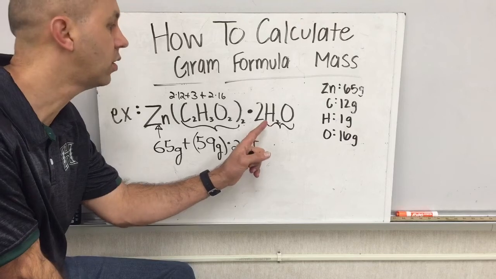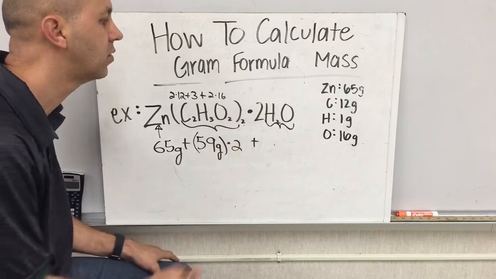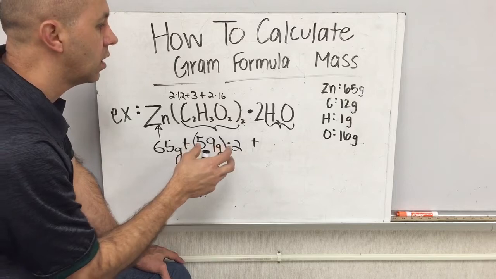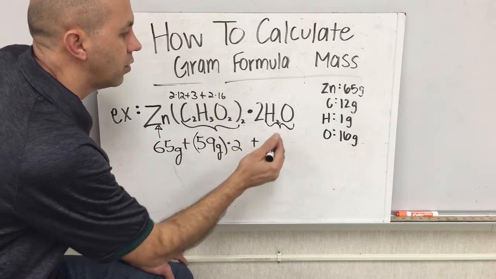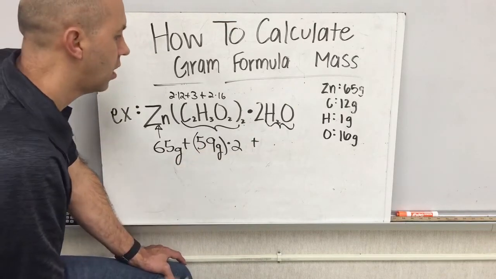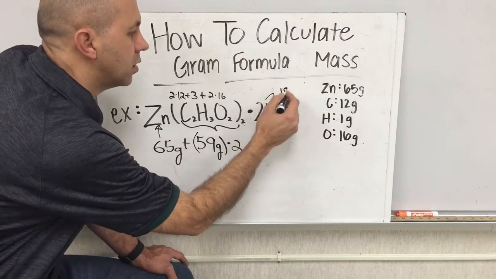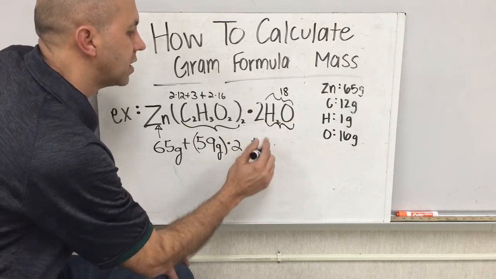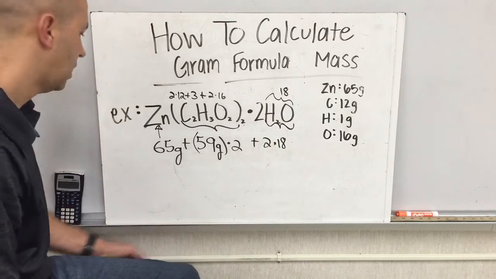Now this is a hydrate. What this means is that this does not mean multiply this times that. It means that there are 2 waters bonded to this large thing. So what I need to do is add up the value of the 2 waters and add them to the total mass of this compound. So 1 water is equal to 18 grams. So 2 waters would equal 36. So it's going to be 2 times 18 added to it.